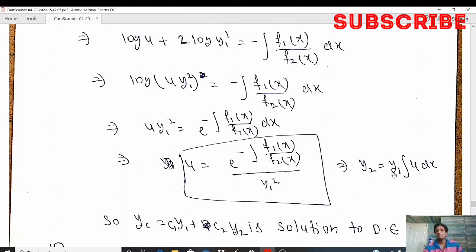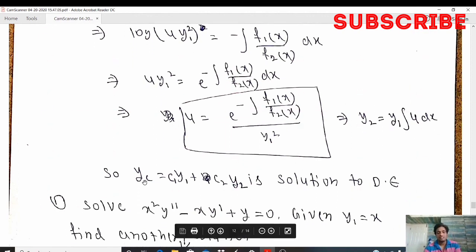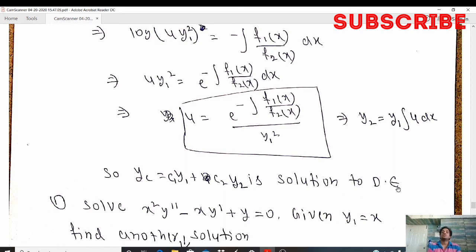So y2 will be y1 into the integration of u dx. Then yc is equal to c1 y1 plus c2 y2, which is a solution to our homogeneous differential equation. Now we derived the formula for reduction of order.